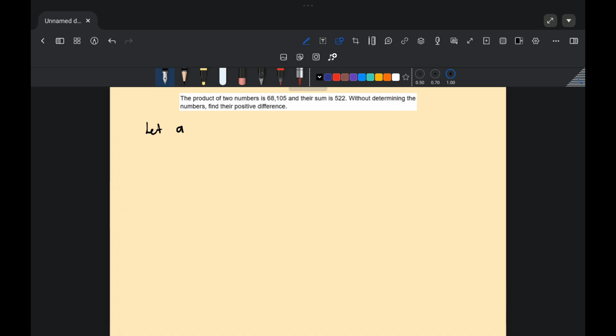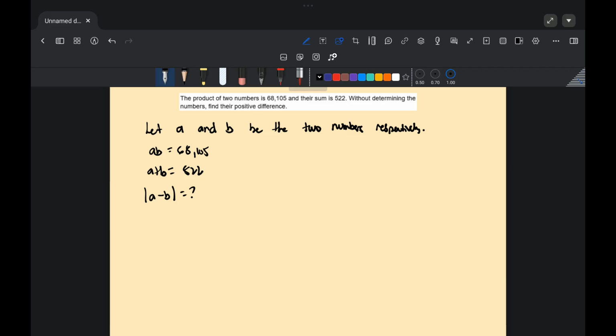Let A and B be the two numbers respectively. So it is stated in the problem that A times B is equal to 68,105, and A plus B is equal to 522. And when we say positive difference, the one that is being asked in the problem is the absolute value of the difference of the two numbers.